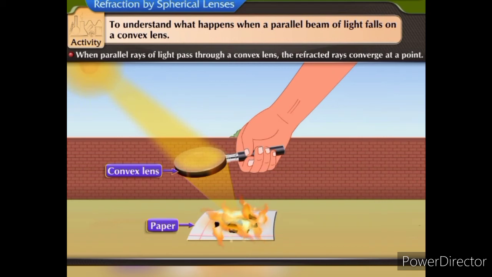Before we learn the image formation by lenses, let us perform an activity to find the approximate focal length of a convex lens.